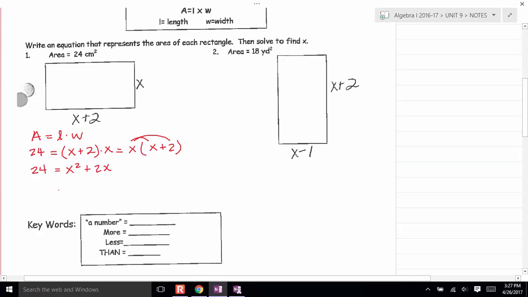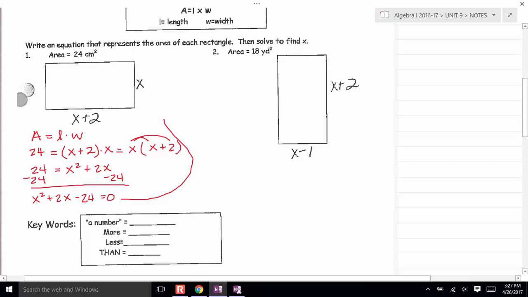Now, on most of these, I would try to factor to solve them. And in order to factor this, I would need to get this 24 over to the other side. So to get rid of the 24 on this side so that the equation's equal to 0, we would need to subtract it from each side. So that's going to leave me with x squared plus 2x minus 24 equals 0.